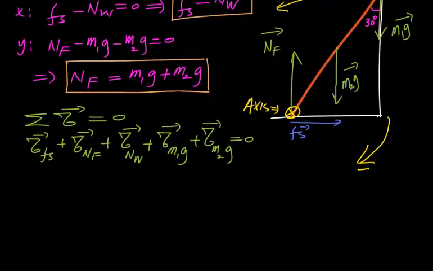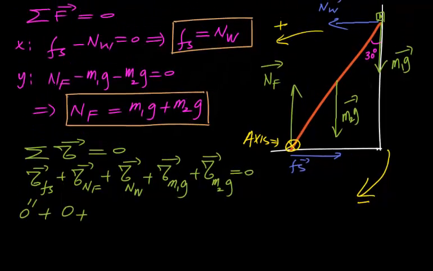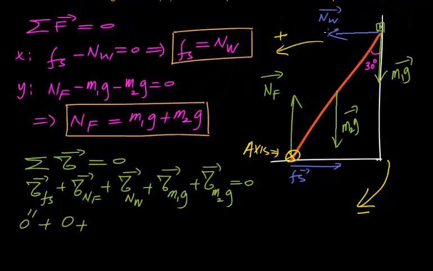Okay? The torque due to Fs and the torque due to NF, both of them are zeros because the lever arms for those two are zeros. One more time, why they are zeros? Because both of them are acting on the axis of rotation. Good. NW is the one right at the top, right here. Here is the NW. Alright?